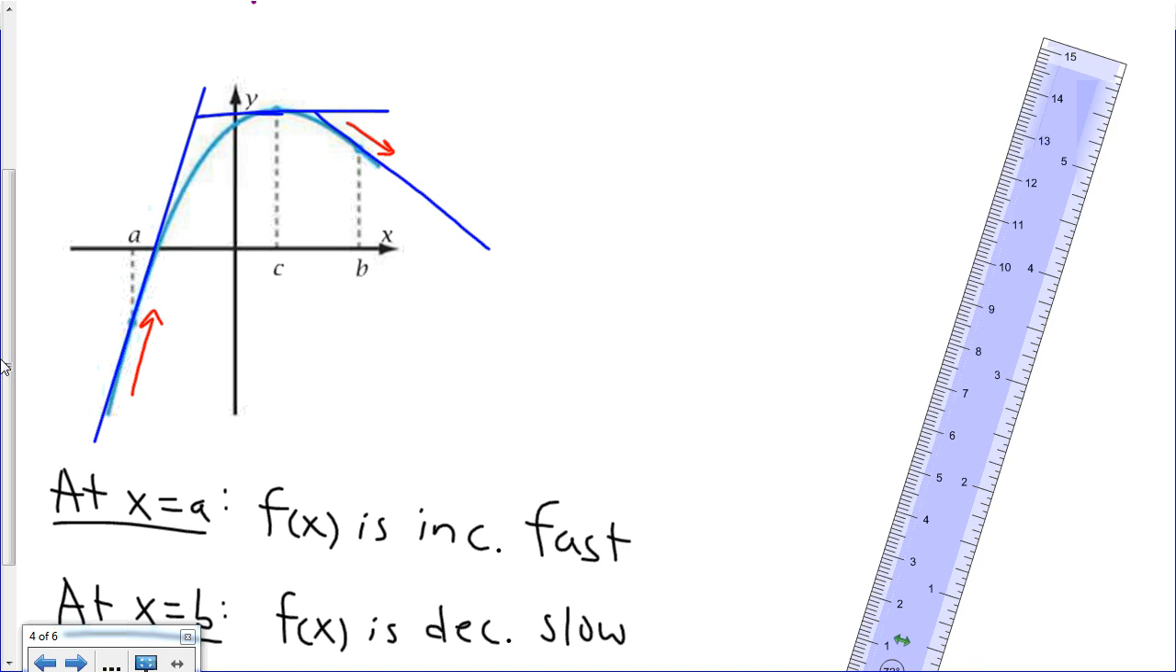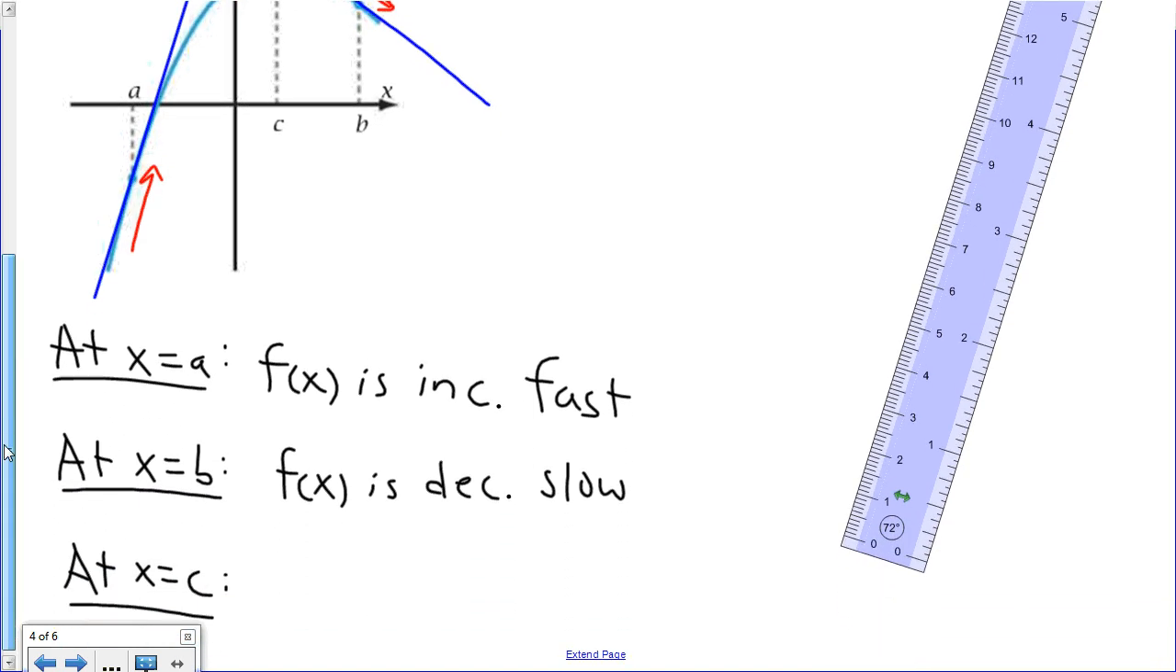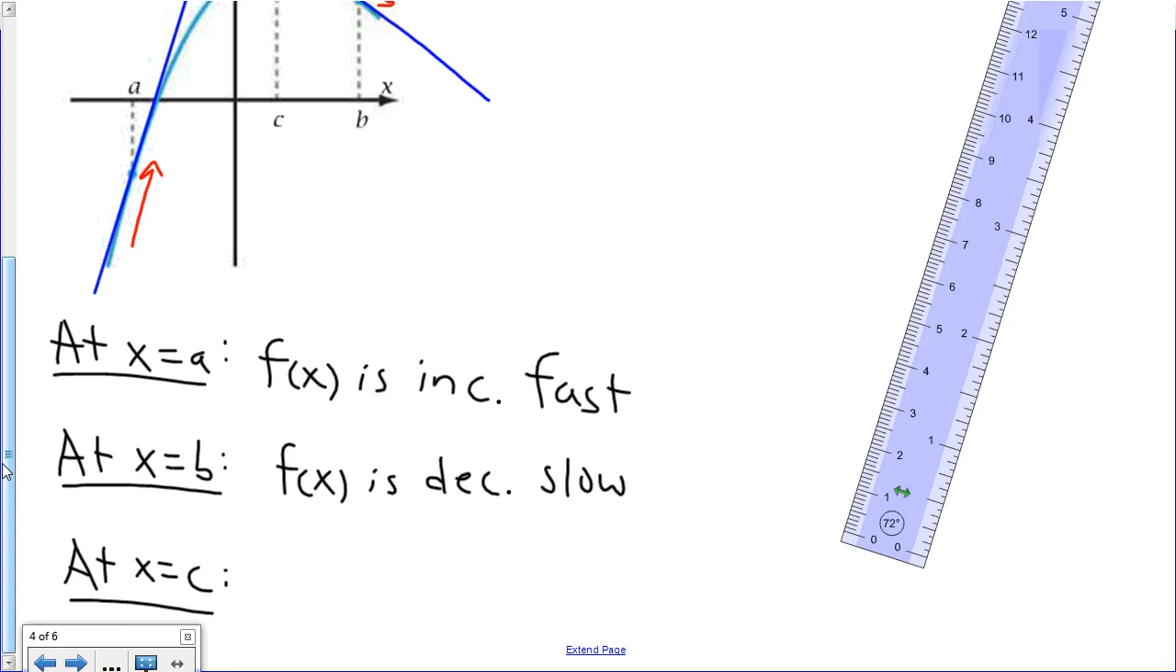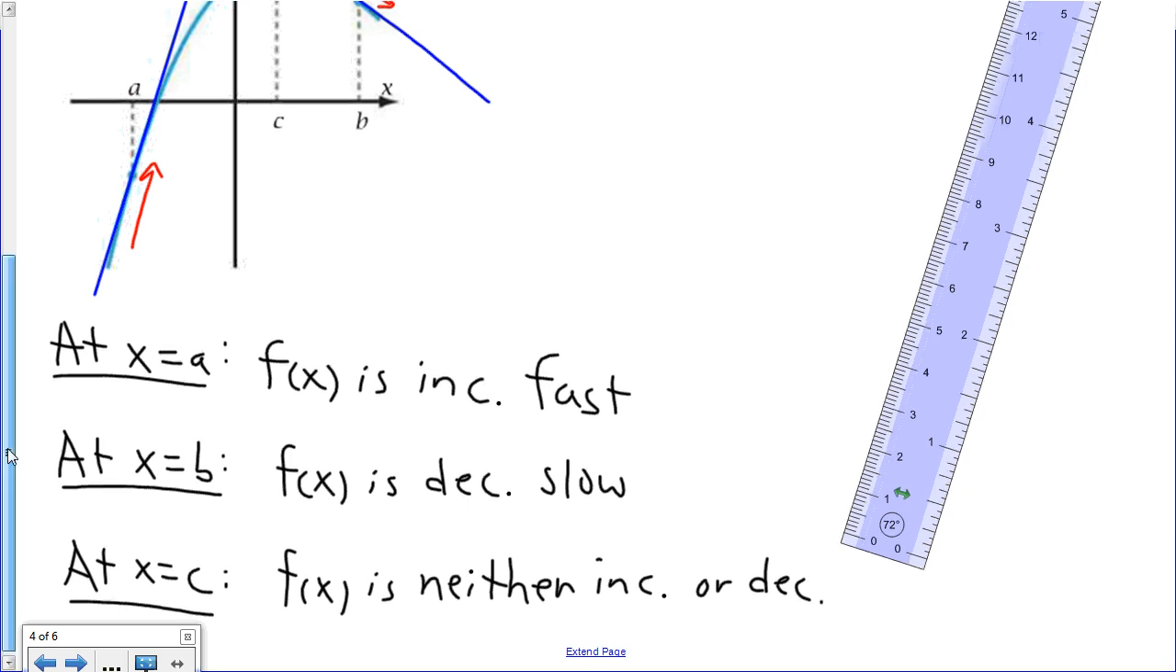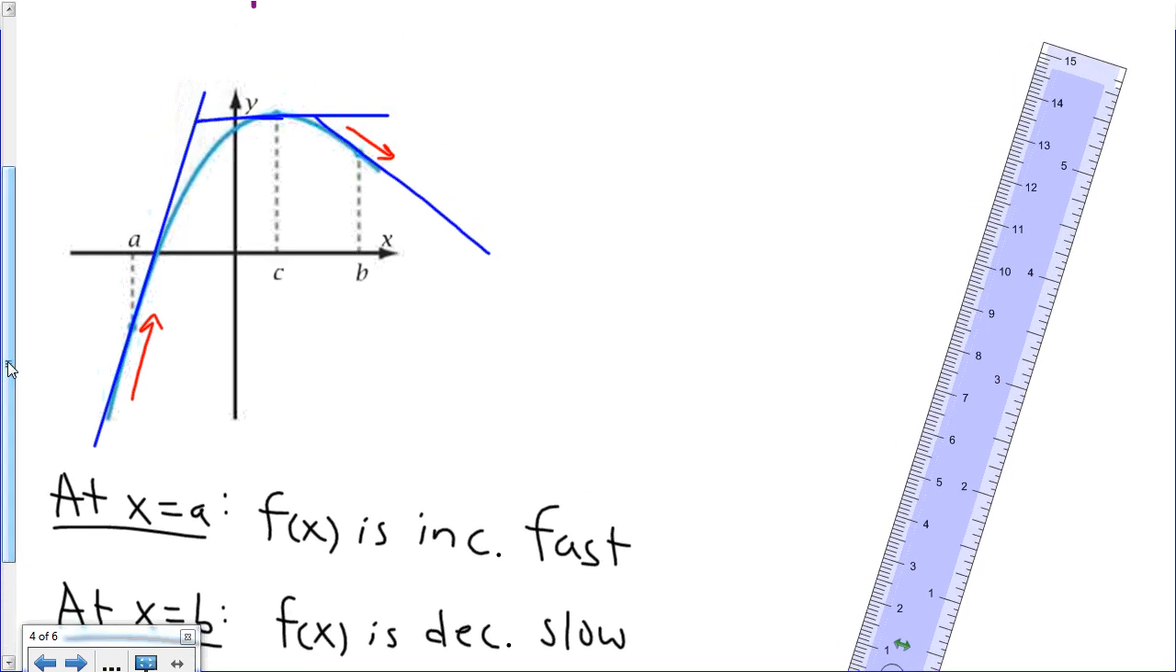So in that case, it's neither increasing nor decreasing. It's a horizontal line there. It's not going to increase or decrease. So f of x is neither increasing nor decreasing. And since it's not doing either, we don't have to indicate whether it's fast or slow there either. Okay? So there's not a lot we can get from just a graphical representation of this function, but there are some things that we can get out of it. Okay?